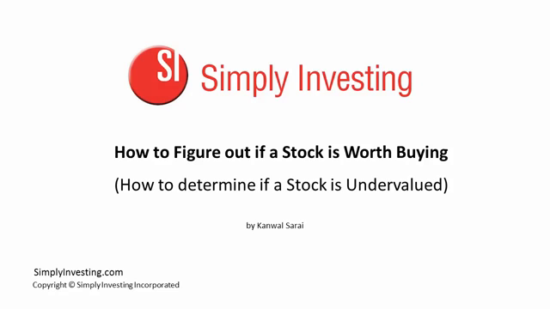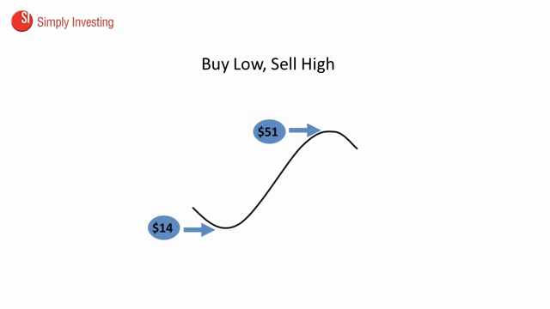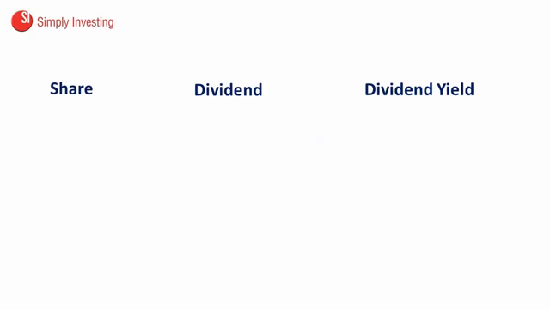In other words, how to determine if a stock is undervalued. Everyone says to buy low and sell high. Now stock prices go up and down all the time, and in this example you can see why it's important to buy low. You'd want to buy the stock at around $14 as opposed to closer to $51. And in this video I'm going to show you exactly how to know when a stock is priced low and when it's priced high. But first, we need to quickly go over three definitions.